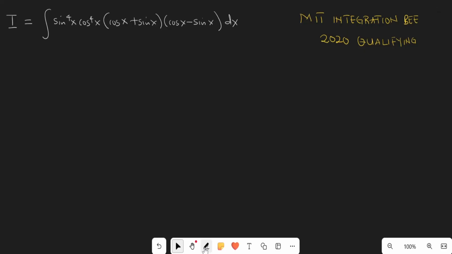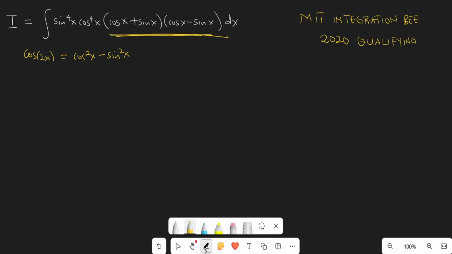So I am going to start off with an identity from the double angle identities. We know that the cosine of 2x can be written as cosine square of x minus sine square of x. This is from the double angle identity, right? If you multiply these out, these are a difference of two squares, so those are going to evaluate to the cosine of 2x.